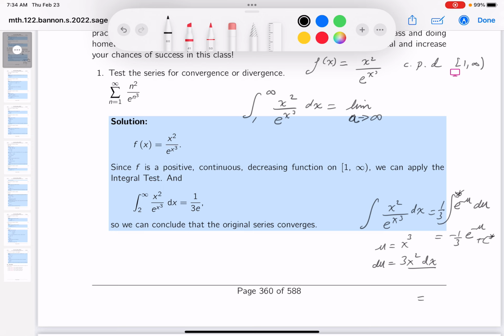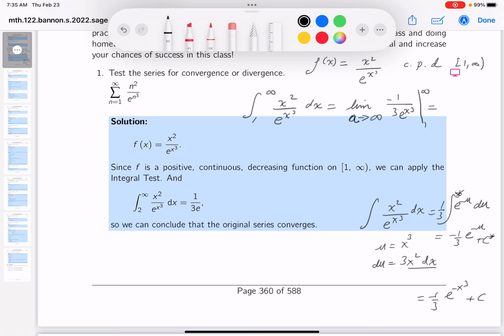So let's write this over here. So it's minus 1/3 e, what was u? It was minus x cubed, plus some constant of integration. So I'm going to write this over here a little differently. I'm going to write it as minus 1 over 3 e to the x cubed. And that's going to go from 1 to infinity.